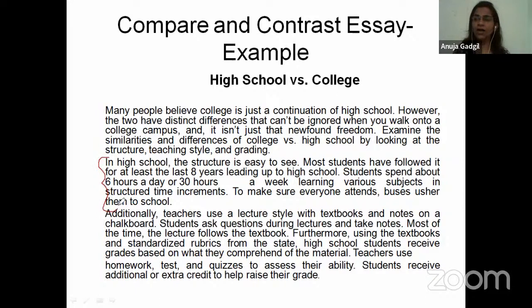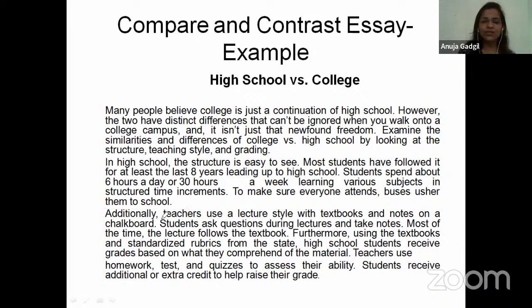Now, what is basically high school? How many hours do you spend in a high school as a school going student? You spend 6 hours a day. This way you spend 30 hours a week, you learn subjects. You have to attend school every day, it's mandatory, compulsory. Buses make sure that you go to school, compulsion.